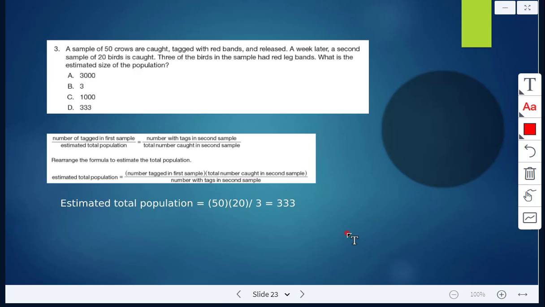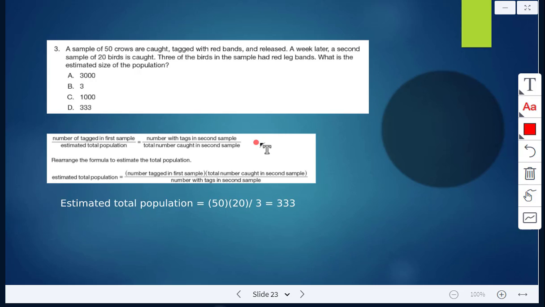All right, let's take a look at this example 3. We have a sample of 50 crows that are caught, tagged with red bands, and released. A week later, a second sample of 20 birds is caught. 3 of the birds in the sample had red leg bands. What is the estimated size of the population?